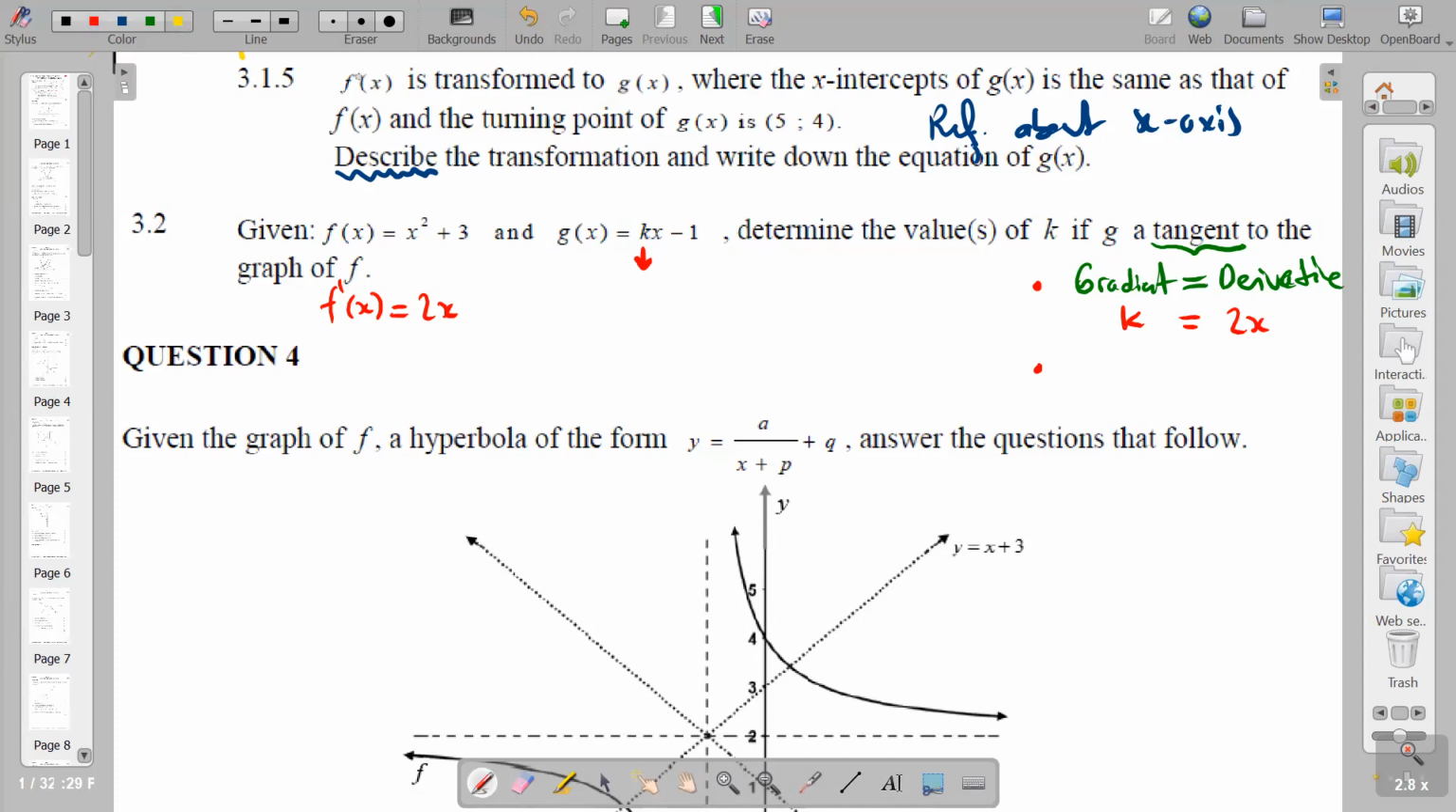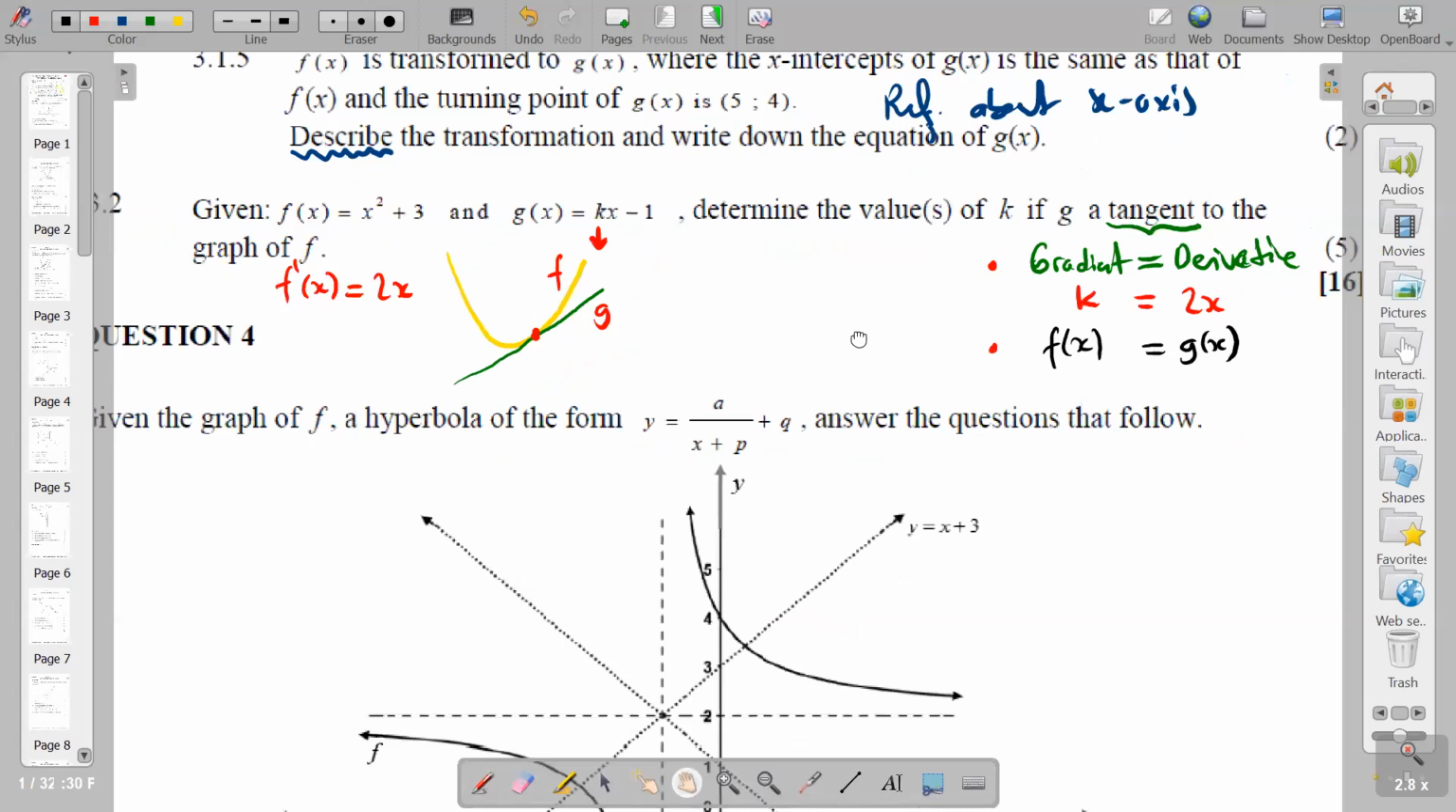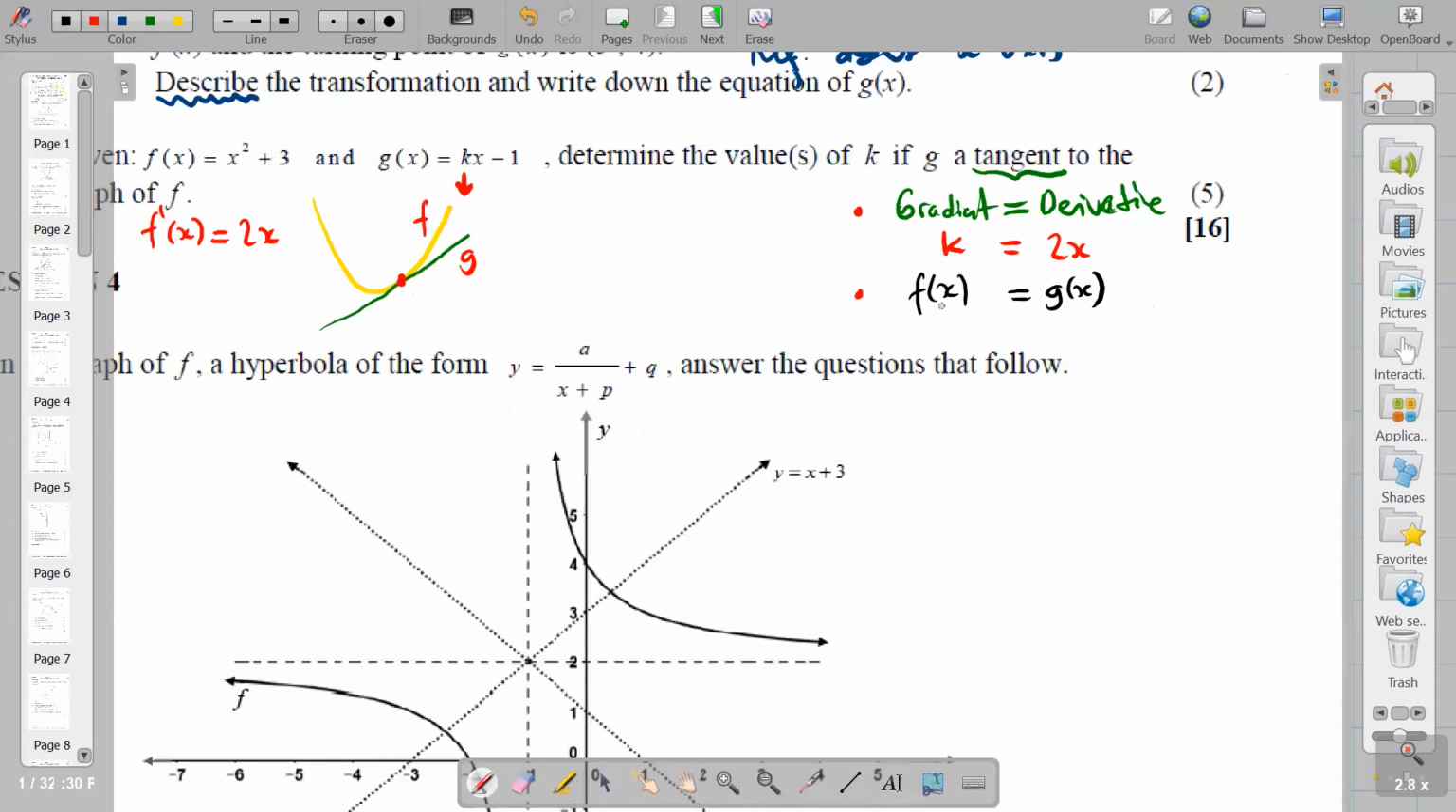To visualize it, let me just draw it. This is a happy face graph, f of x, and g of x. We don't know whether it is decreasing or increasing. Depending on k, it can change. I don't know what k is at the moment, but it could be a line like that, or a decreasing line. So that's my g and that's my f. The point where they intersect, they are equal. So that's my other condition: f of x is equal to g of x. If I equate them, I'll get my second equation, and that will help me solve the question.